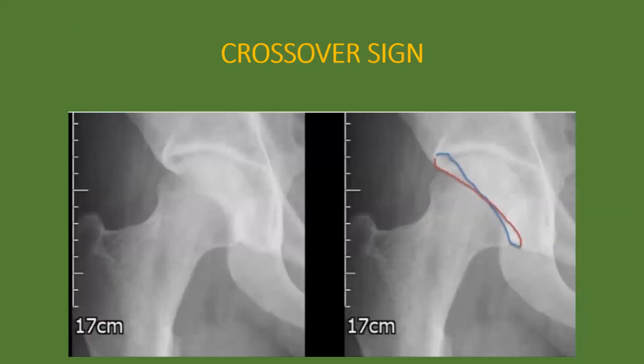This is the crossover sign. Please don't forget it. It tells you that the anterior portion of the acetabulum has crossed over the posterior portion. It tells you that the acetabulum is in retroversion. It tells you that you can have impingement and destruction of the labrum. It tells you that you can have a pincer result. Don't forget this.